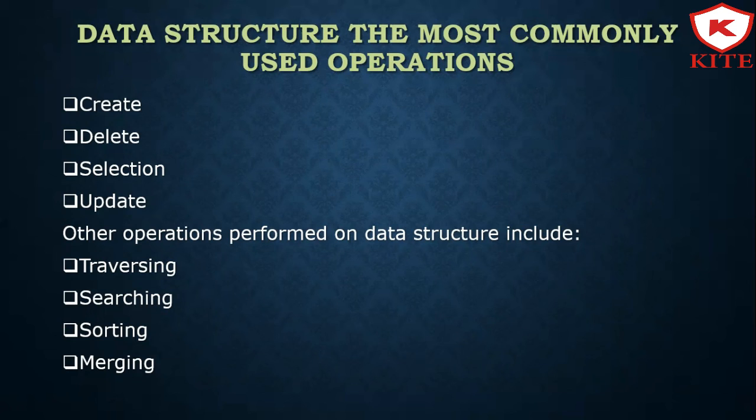Searching means to find a particular element in the given data structure. It is considered successful when the required element is found. Searching is an operation which we can perform on data structures like array, linked list, tree, graph, and so on. Now next one is insertion.